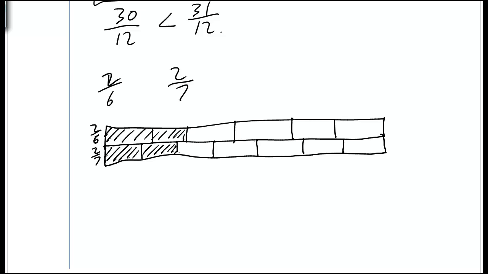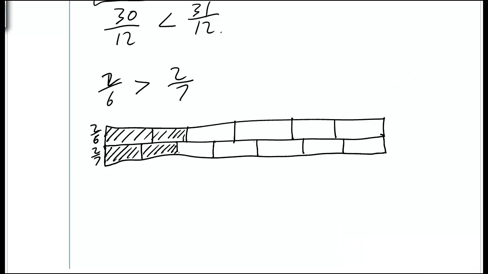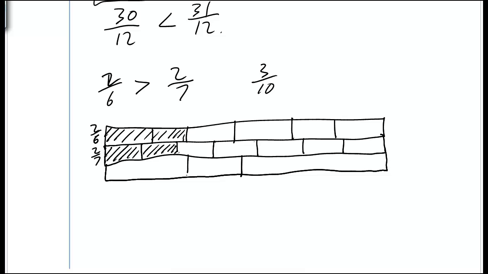And you can see that this is a bigger amount. It's like a column graph or a bar graph going into the side. So you work out that 2/6 is bigger than 2/7. So this is a visualization technique. And obviously if you have to compare it with like 3/10, then all you do is you draw another little row of bricks, and this time you divide it into 10.